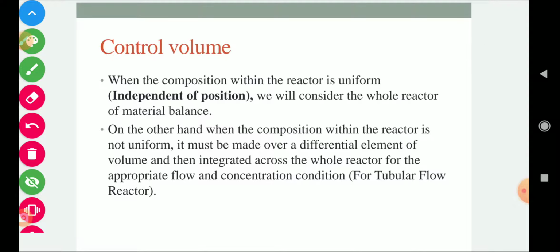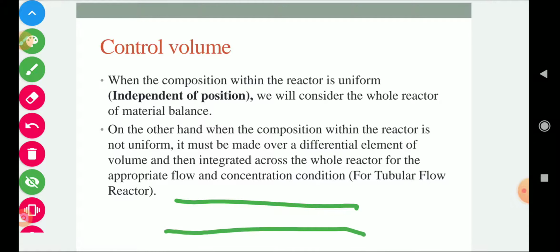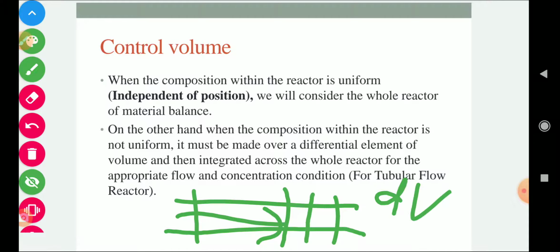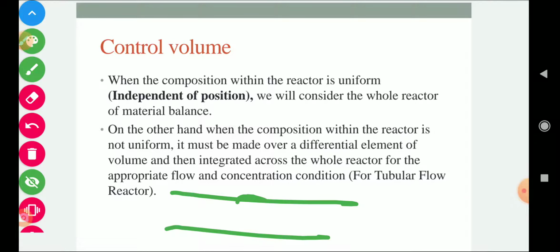On the other hand, if we take a plug flow reactor, the parameters such as temperature and composition vary along the length of the reactor. So in that case we cannot assume the entire reactor as a control volume. We have to assume a small control volume having a total volume dV, and we assume within that control volume there is no variation of parameters like temperature and composition.